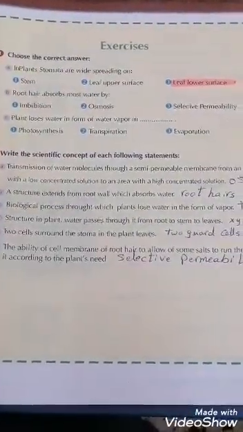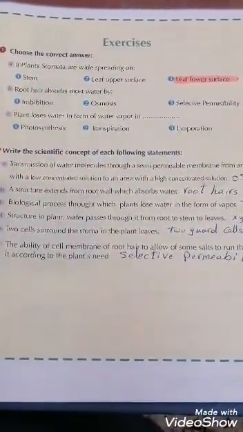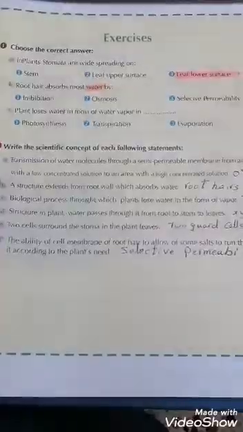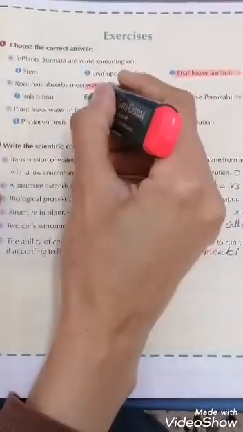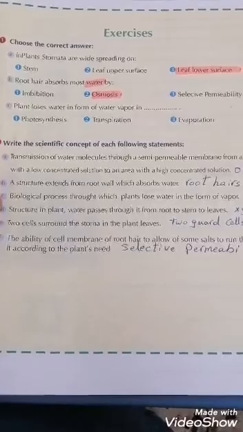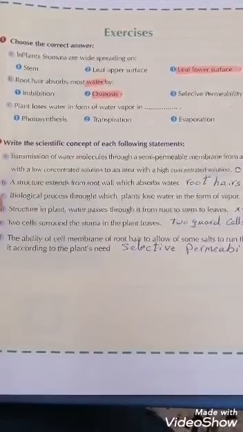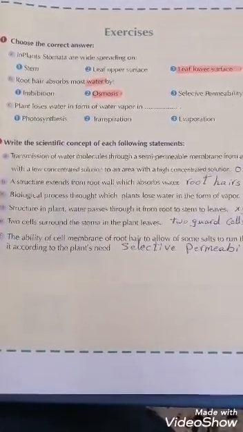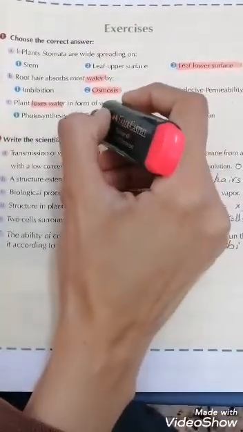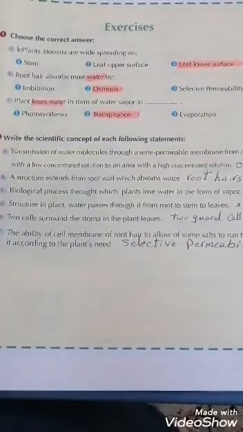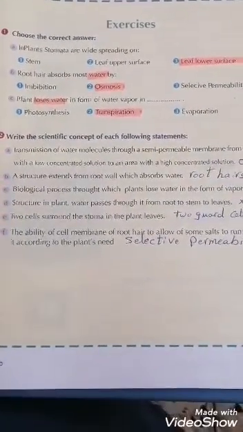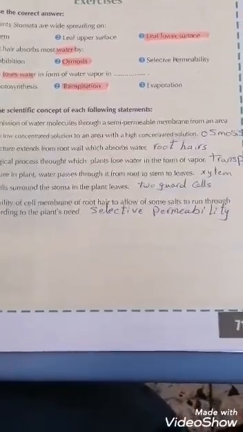Question B, root hair absorbs most water by... as he asked you about the water, so the answer will be osmosis. Letter C, plant loses water in the form of water vapor in... as he asked you about losing water, so it will be transpiration. Question 2, write the scientific term.